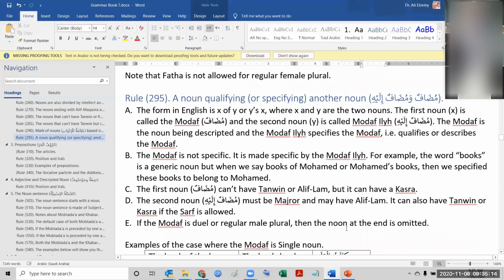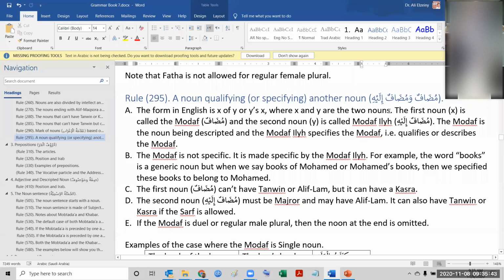Now, rule 295: there is a noun qualifying or specifying another noun. We call this construction in Arabic mudaf and mudaf ilayh. You guys can see the document here, right? In English, the form is x of y, or y's x, where x and y are the two nouns.